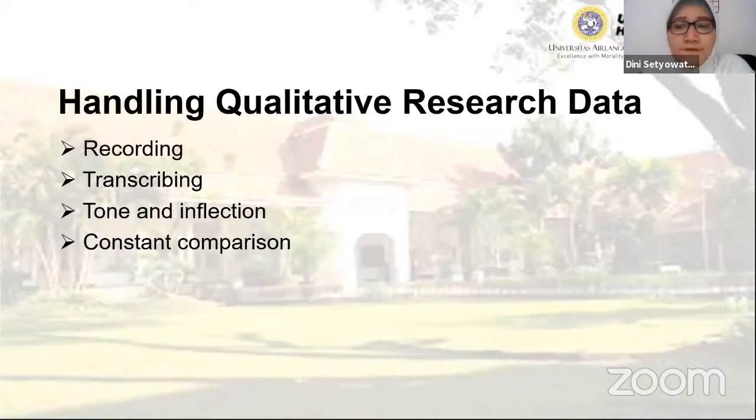How to handle qualitative research data? First, we need an audio or video recording. Then we need to transcribe to produce a written version of the interview. After that, we need to pay attention to tone and inflection by listening and noting the intensity and feeling in the interviewee's voice to detect positive or negative feeling, certainty or uncertainty, enthusiasm or reluctance, and so on. At last, we should perform constant comparison as data collection and analysis. It should occur on an ongoing basis. Each interview we should analyze before the next interview takes place, because findings of the first interview are incorporated in the following one.